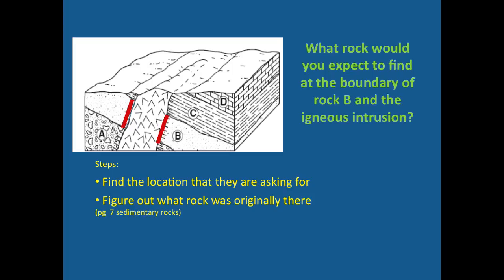Then you have to figure out what rock was originally there. To do that, you're going to open to page 7 of your reference tables, the top chart on sedimentary rocks. Feel free to pause right now if you haven't gotten your reference table out. So when you do that, you can see very clearly that B is sandstone.